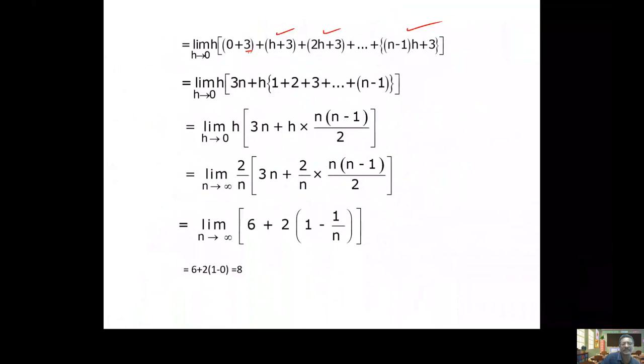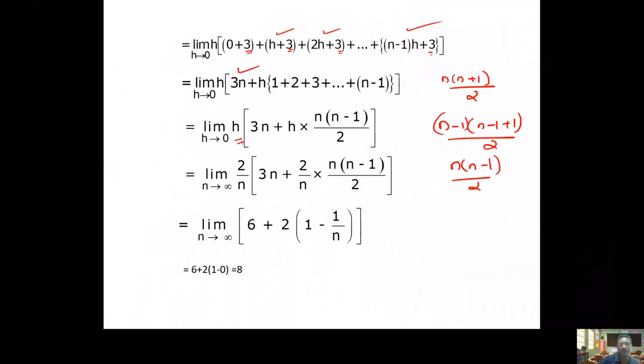So 3, how many times are there 3s? Here 1 three, here 1 three, here 1 three. How many 3s are there? n times. So it is 3n plus h into 1 plus 2 plus etc. n minus 1. So limit h tends to 0, h into 3n plus this is the sum of the first n minus 1 natural numbers. You know the sum of the first n natural numbers is n into n plus 1 by 2. So the sum of the first n minus 1 natural numbers is n minus 1 into n minus 1 plus 1 by 2. So what is it? n into n minus 1 by 2. So 3n plus h into n minus 1 by 2.